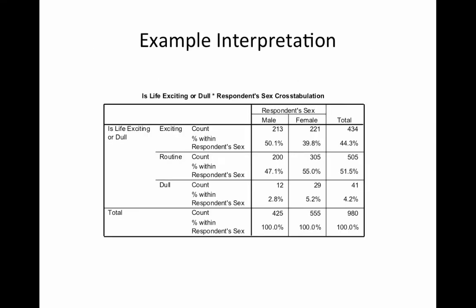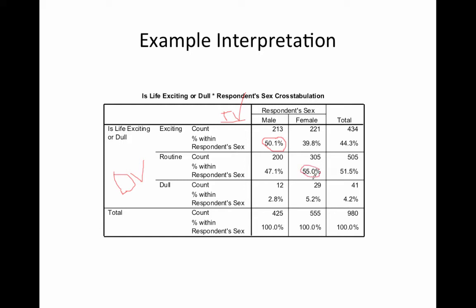So here's another example that we can interpret. So here we have, is life exciting or dull by respondent's sex. So the independent variable is respondent's sex, and the dependent variable is life exciting or dull. So for this one, we might have a hypothesis that states that maybe men, or males, are more likely to find life exciting than women. So what we would do is we would go through and circle the highest percent in each row. So going across the categories of the dependent variable and circling the highest percents.